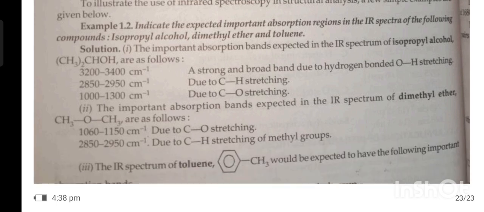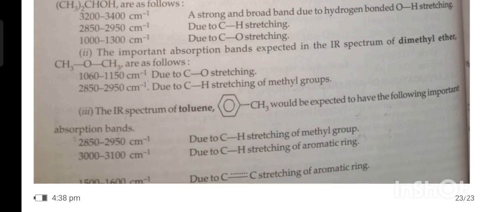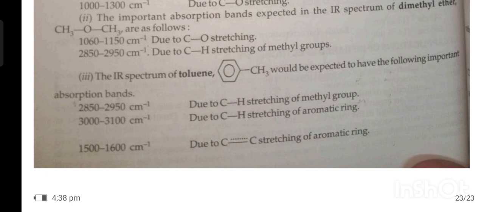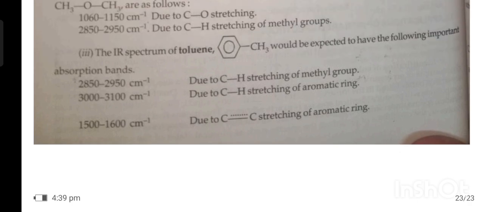Second, the important absorption bands expected in the IR spectrum of dimethyl ether are as follows: 1060 to 1150 cm⁻¹ due to C-O stretching. 2850 to 2950 cm⁻¹ due to carbon-hydrogen stretching of methyl group. Third, the IR spectrum of toluene would be expected to have the following important absorption bands: 2850 to 2950 cm⁻¹ due to carbon-hydrogen stretching of methyl group. 3000 to 3100 cm⁻¹ due to CH stretching of aromatic ring. 1500 to 1600 cm⁻¹ due to C=C double bond of aromatic ring. Thank you. This chapter is complete.